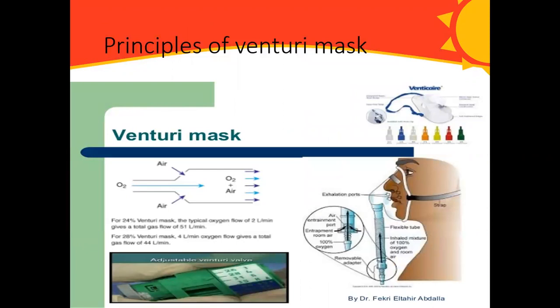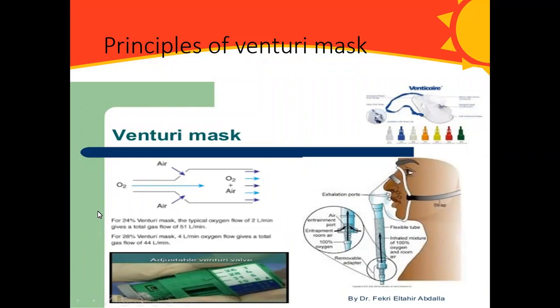All right, this is just to remember our physics, the principle of the venturi mask. This is the tube, but there's a constriction here. This constriction causes entrainment of air from the side. This is the principle of the venturi mask. For the 24% venturi mask, the typical oxygen flow is about 2 liters, and that's the blue venturi mask. By the end of the day, because of the entrained air, it can actually give a total gas flow of 51 liters per minute.